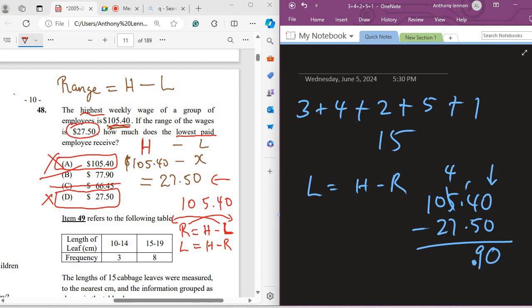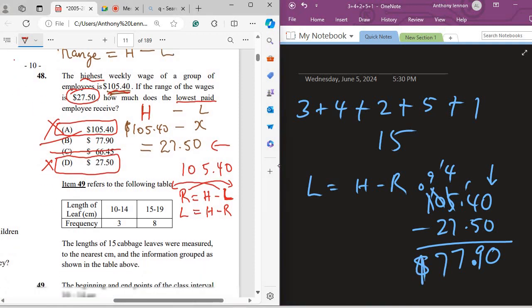Just to show you. So 7 from 4, we can't. Borrow 1 from 0, we can't. Borrow 1 from the 1. Put by the zeros, that's 10. Borrow 1 from that, give us 9. Carry the 1, that's 14. 7 from 14 gives us 7. And 2 from 9 gives us 7. And so we get $77.90. All right.